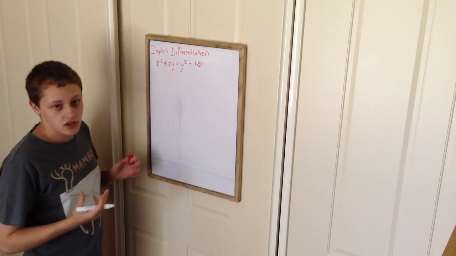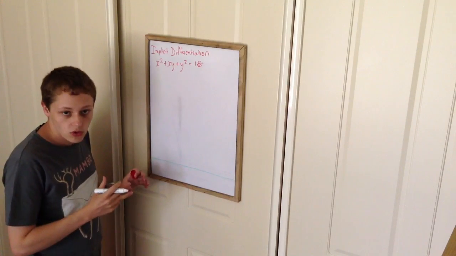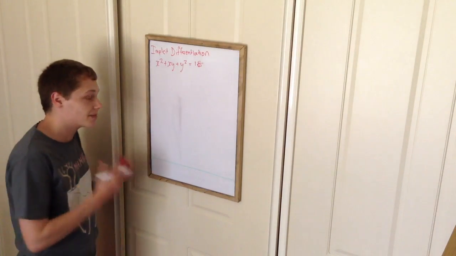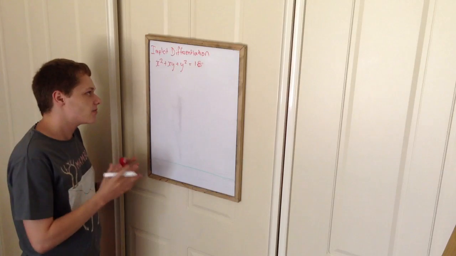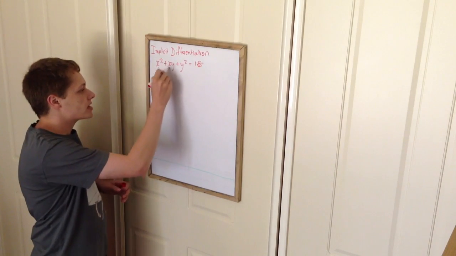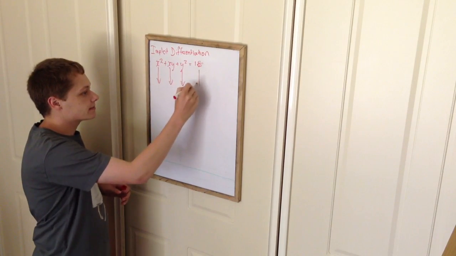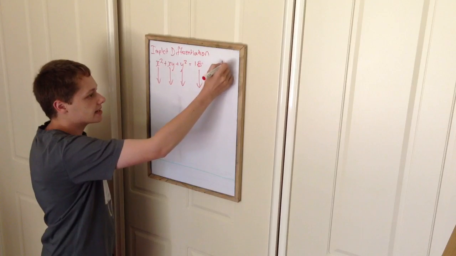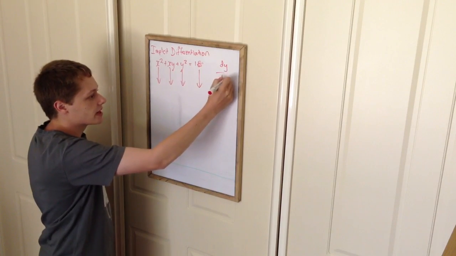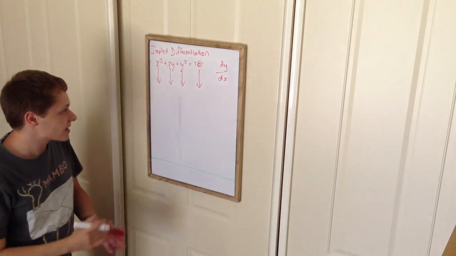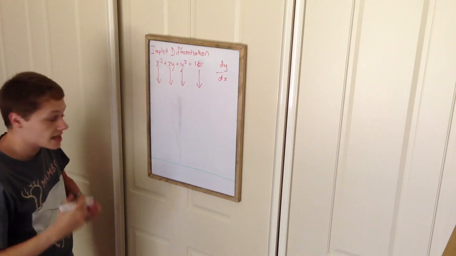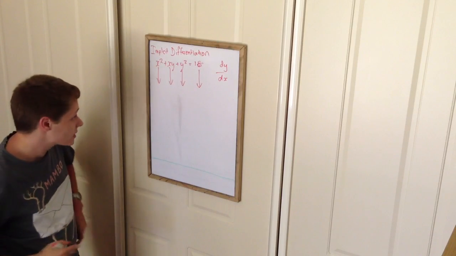So, what we're going to do is establish some core rules before we begin about implicit differentiation, and then we're just going to go through and differentiate every single term. And this, again, is going to help us find the derivative, the dy over dx. So, let's start off with the core fundamental points.